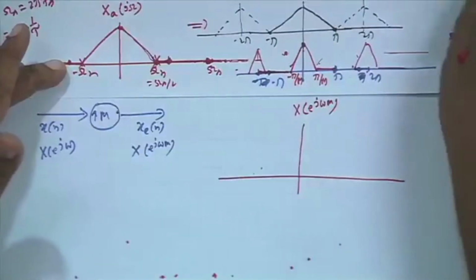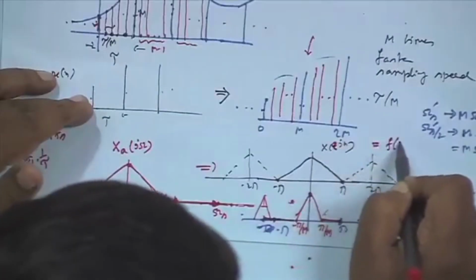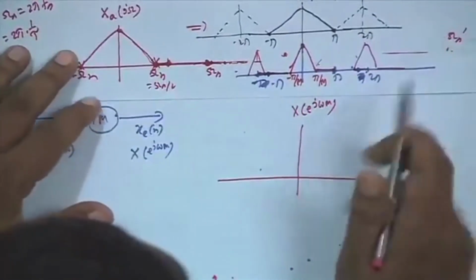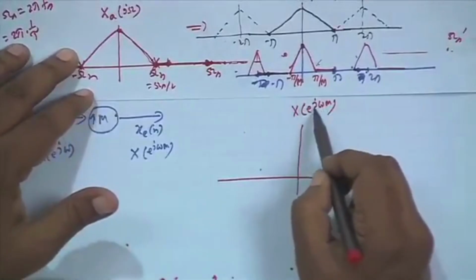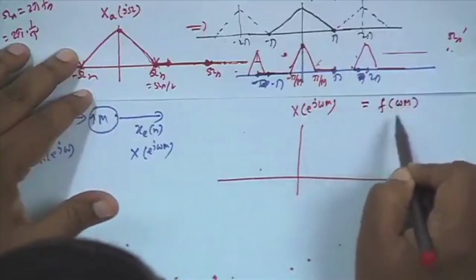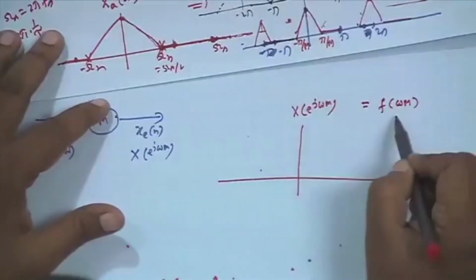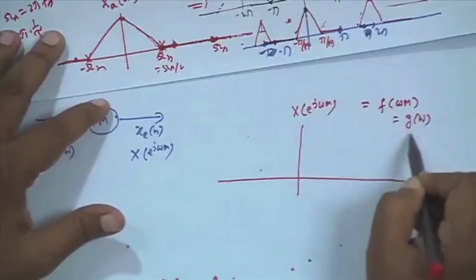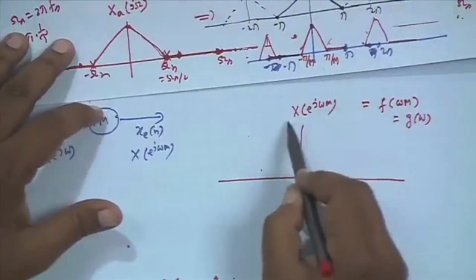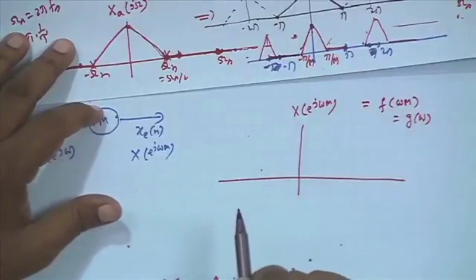Now, as before, X_e(e^{jω}) is a function of omega, right? You call it f of omega. Then X_e(e^{jωM}) is nothing but f of not omega but omega into M, because wherever omega was coming, that is to be replaced by omega M, and you call it some function g of omega. I have to plot g of omega versus omega, right? G of omega is f of omega M, and I am just giving it a name g of omega. How to plot g of omega?